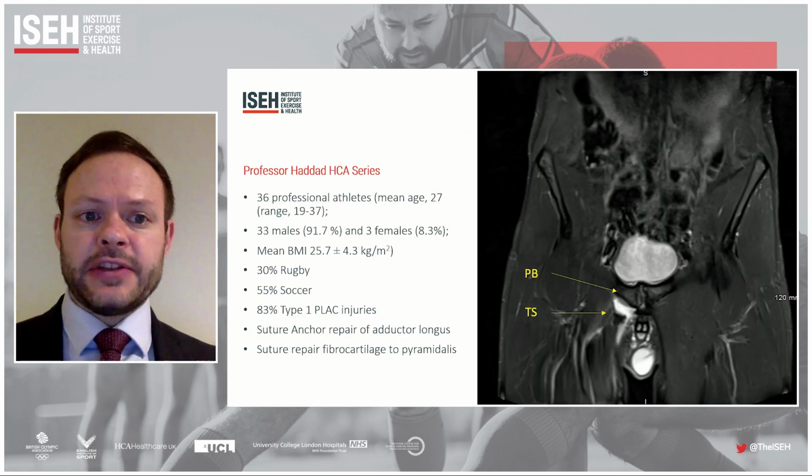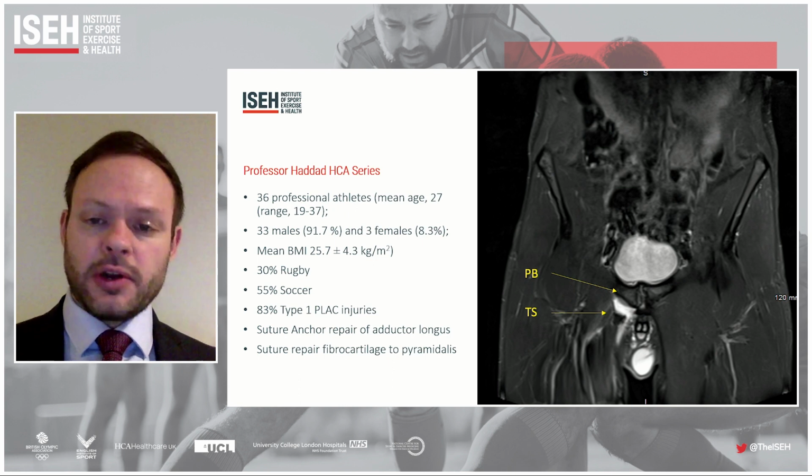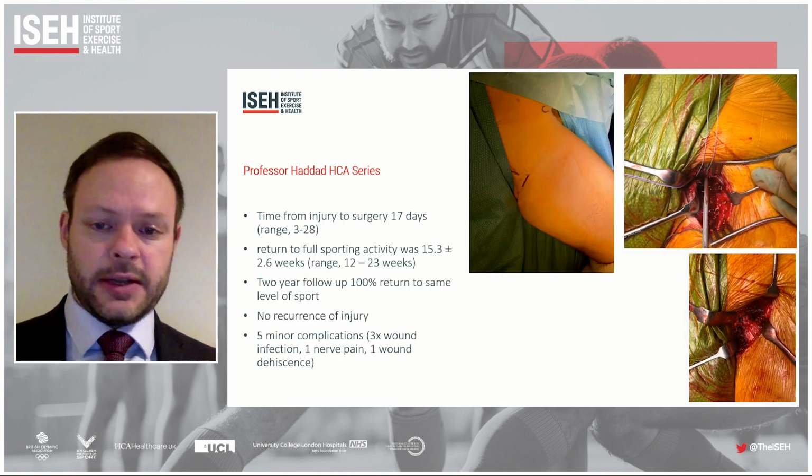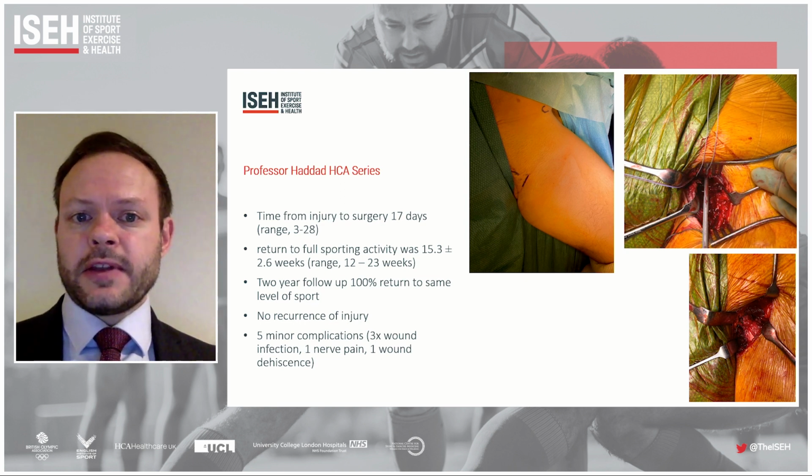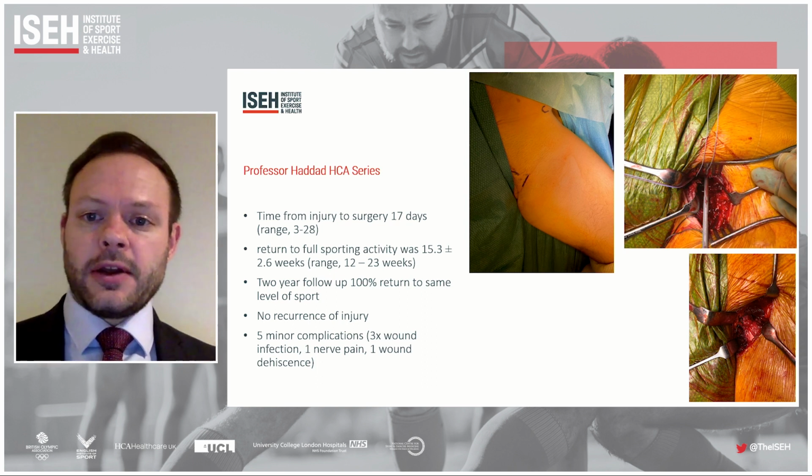We have a HCA series under Professor Haddad of professional athletes looking at mainly type 1 plaque injuries in soccer and rugby athletes. We were able to repair the adductor longus with suture anchors and repair the fibrocartilage back to the pyramidalis, which is part of the injury. You can see here from the photos that it's a figure of 4 position, a very small incision, bone anchor placed into the pubic bone, and then sutures applied over the top into the fibrocartilage.